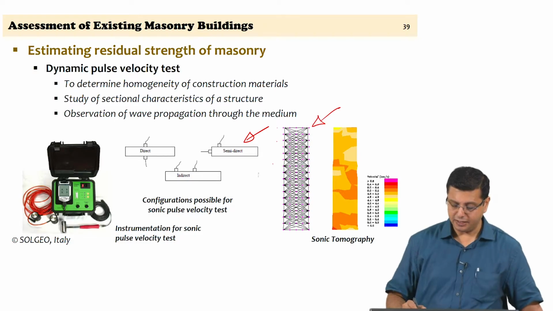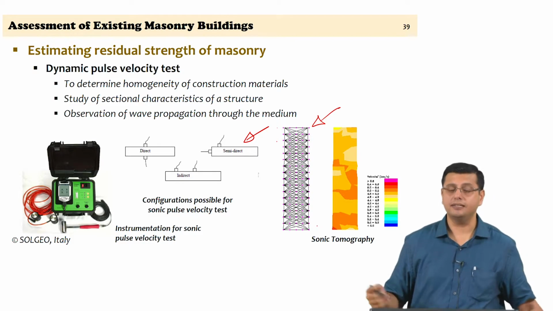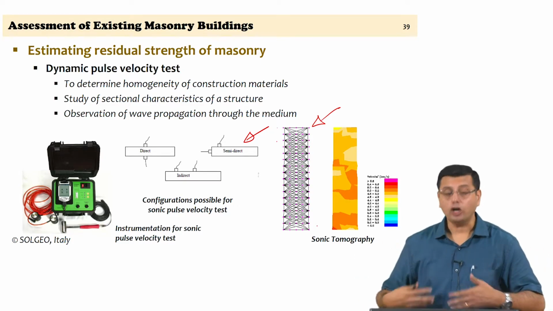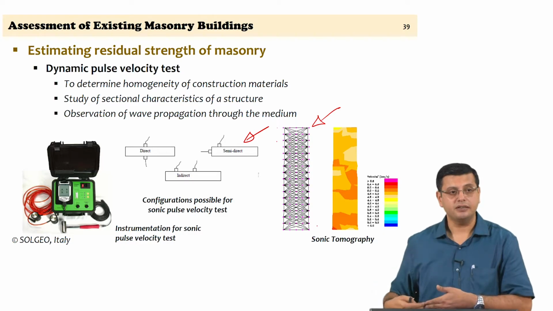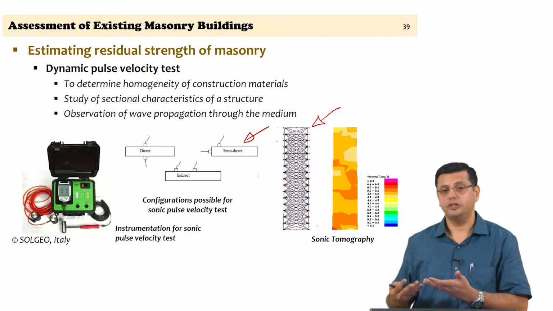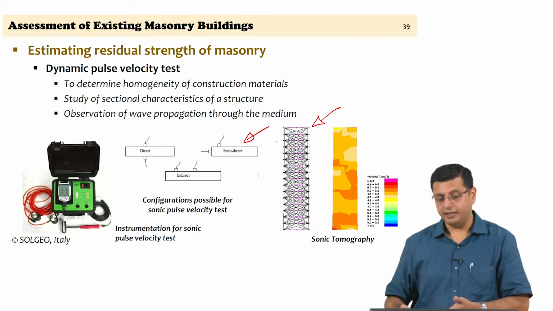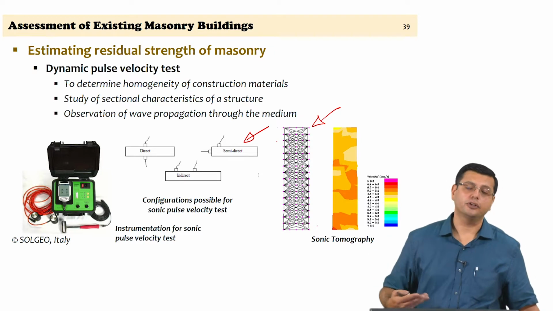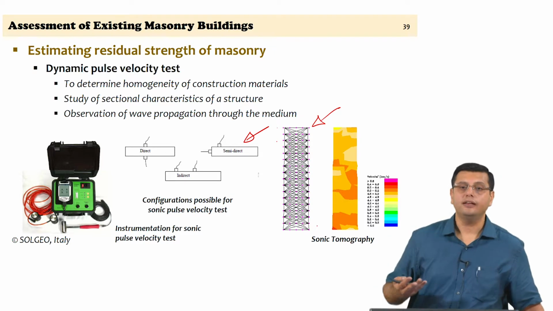I have transmitter points on one side, I have receiver points on the other side, and I can look at multiple arrays, which means I get a lot more information on the cross section. With the use of algorithms, it is possible to use all that information to arrive at a contour of velocities of the cross section. So, this is a much more involved technique.